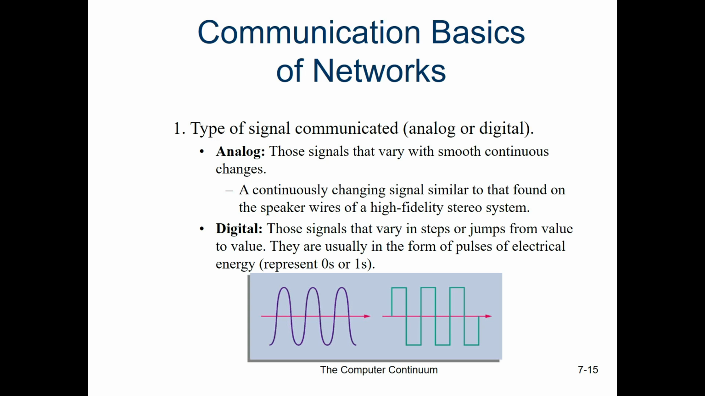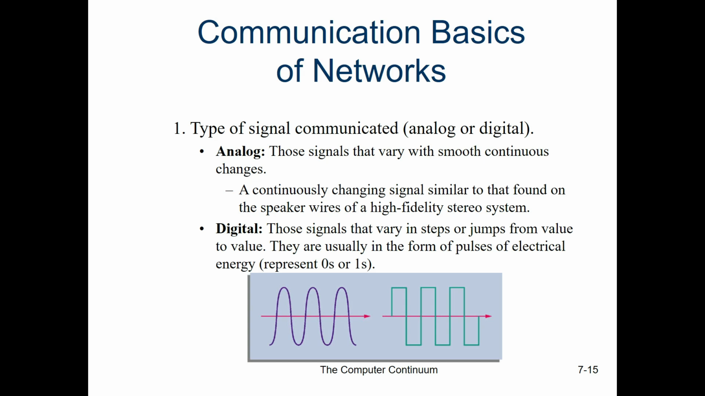So first off, we have the type of signals communicated, whether it's analog or digital. Those signals that vary with smooth continuous changes are called analog, a continuously changing signal similar to that found on speaker wire or a high fidelity stereo system. At the bottom of this slide, you can see one analog and one digital signal. The one on the left side is analog and the other is digital.